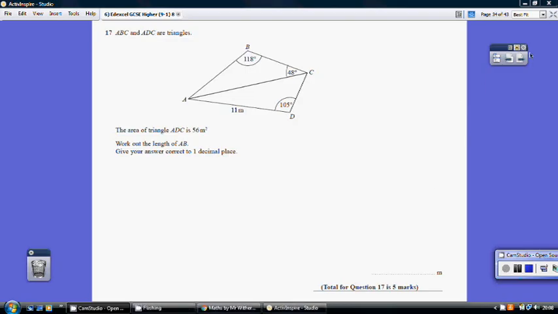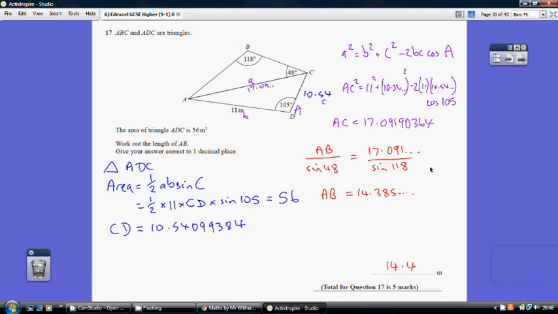Question 17. So this breaks down into 3 steps really. So first things first, we're told that the area of triangle ADC is 56. So using the area of a triangle rule, half ab sin C, we can work out this length here, CD, because we're saying it's half of 11 times our unknown CD times sin 105, and that gives us an area of 56. So working that through, this gives us CD being a length of 10.54 and the rest of that there. So this is 10.54.